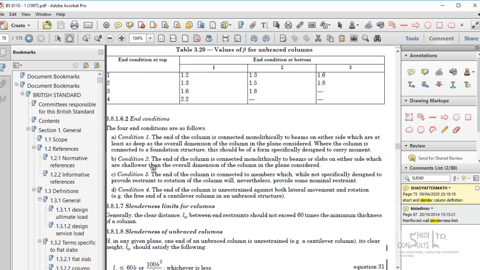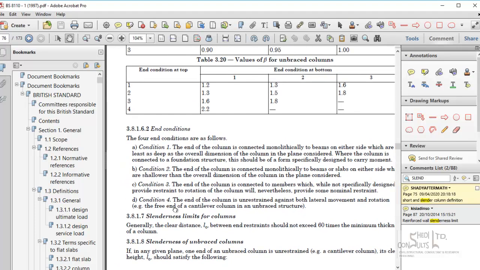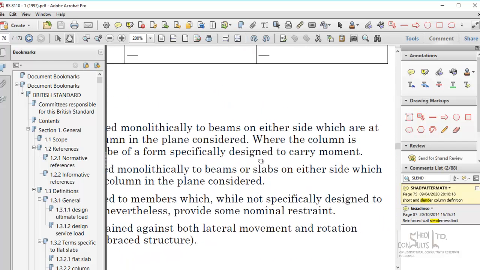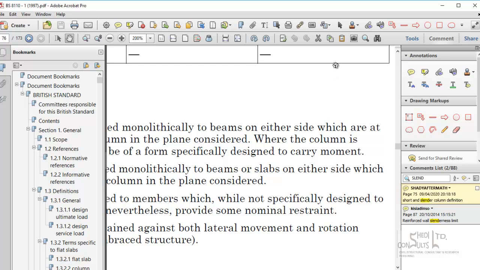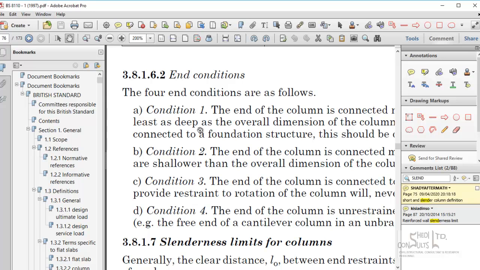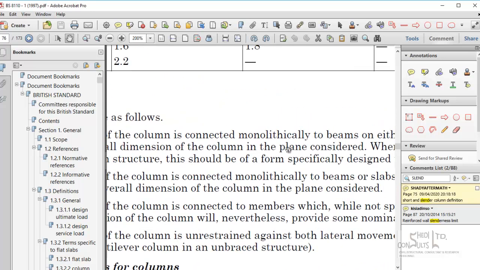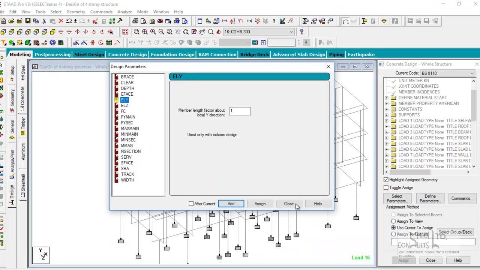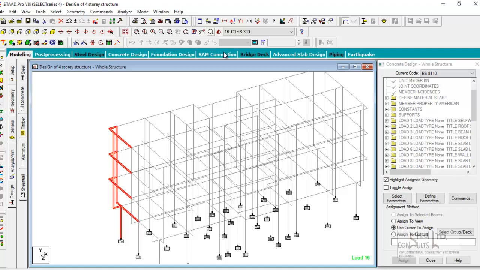It explains condition 1, condition 2, condition 3, and condition 4 carefully in section 3.8.1.6.2. If you look at condition 1, for example, it tells you that the end of the column is connected monolithically to beams on either side, either at the bottom or at the top, which are at least as deep as the overall dimension of the column in the plane considered. So if it is connected to beams which are of the same dimension as the column or deeper than the column in the plane of bending considered. If you are considering the bending in this direction, we have to be very specific. Let's look at this in detail.